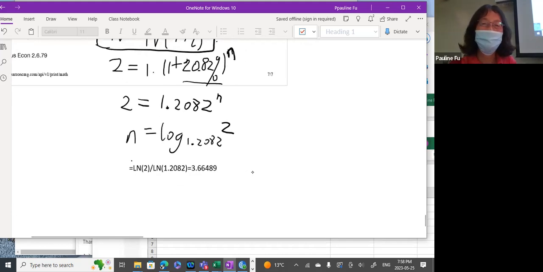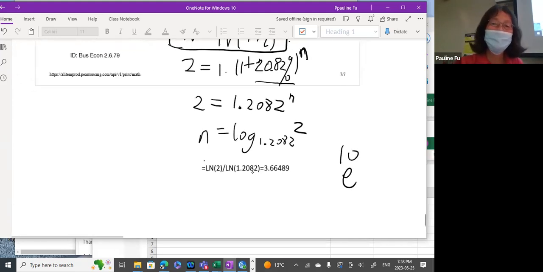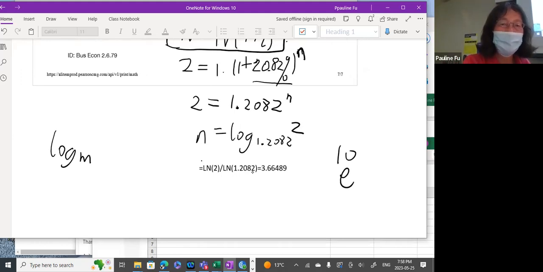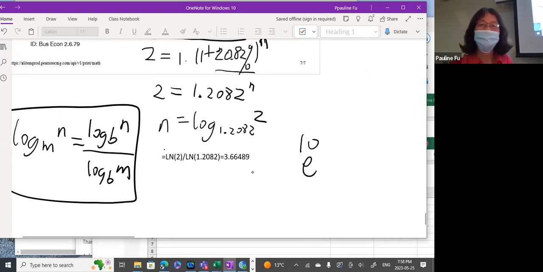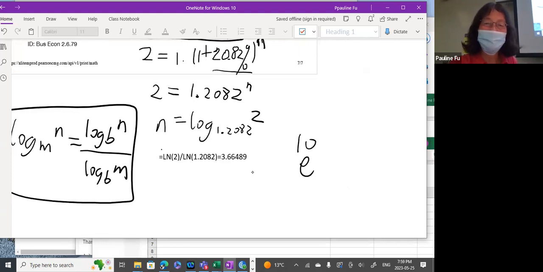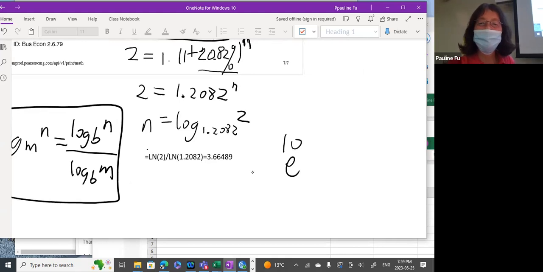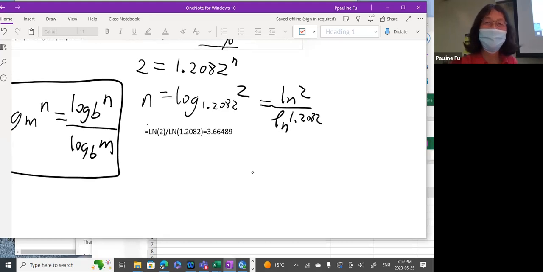But the calculator does not have base 1.2082. Calculators are normally based on 10 or e, as is Excel. So you need to use the change of base formula. The change of base formula is log base m of n equals log base b of n over log base b of m. For this one, maybe we can change to natural log. So it is ln 2 over ln 1.2082.